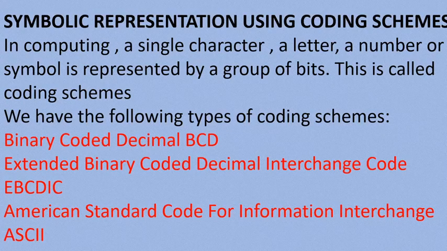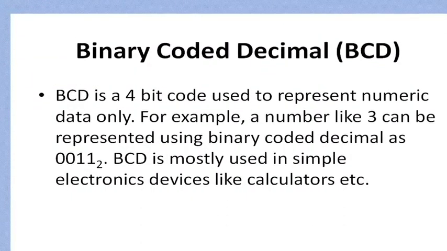We have the following types of coding schemes. Therefore, we have the binary coded decimal, abbreviated as BCD. We have extended binary coded decimal interchange code, or EBCDIC. We also have the ASCII, or American Standard Code for Information Interchange. Therefore, make sure you know we have the BCD, we have the EBCDIC, and we have the ASCII. Then we can look at a brief description of each.